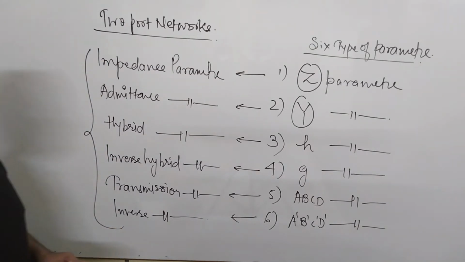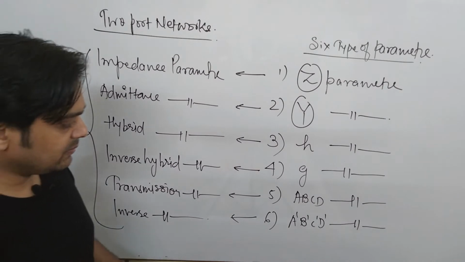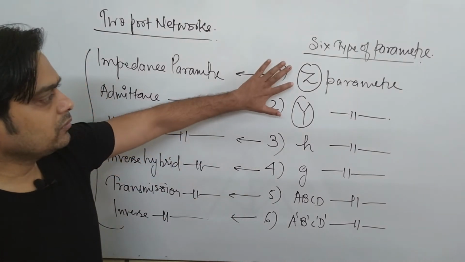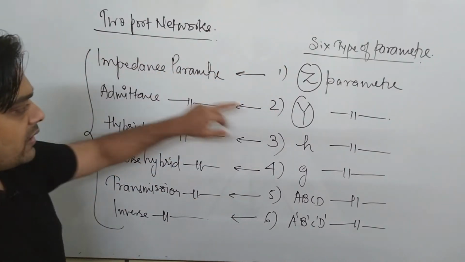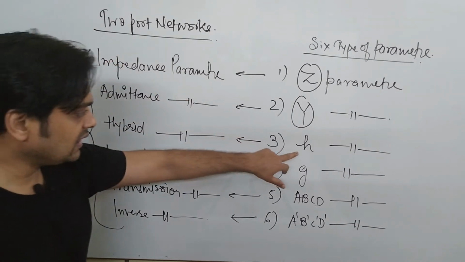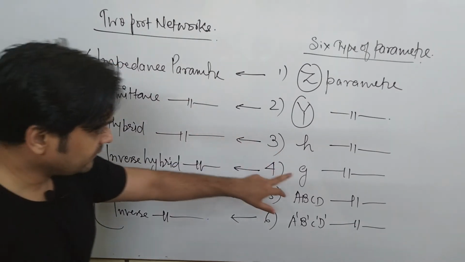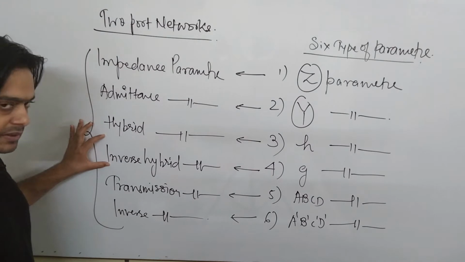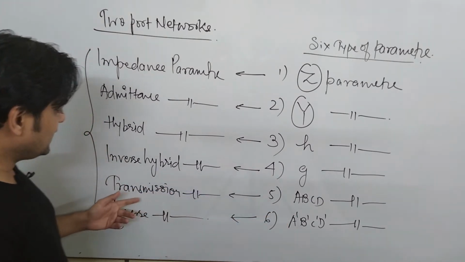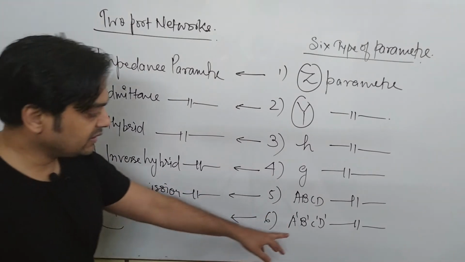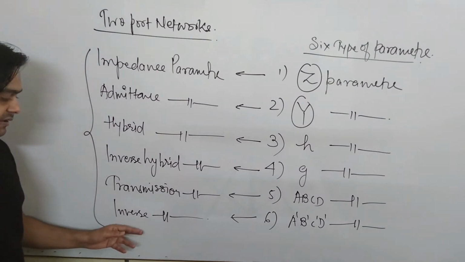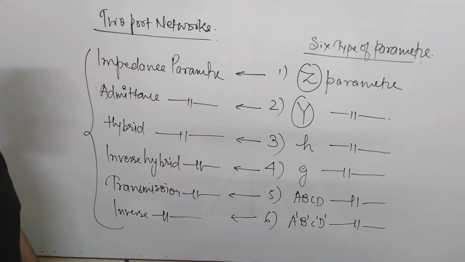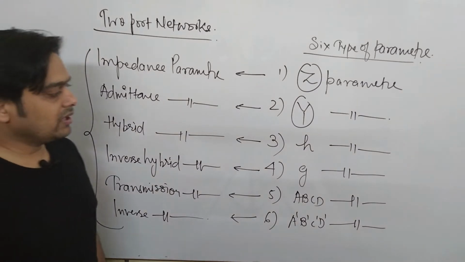These are known as Z, Y, H, G, A, B, C, D, and A dash, B dash, C dash, D dash. Z is your impedance parameter, Y is your admittance parameter, H is hybrid parameter, G is inverse hybrid. ABCD refers to transmission parameters, and A dash, B dash, C dash, D dash refers to inverse transmission parameters. So they are the 6 categories of parameters which we are going to understand.